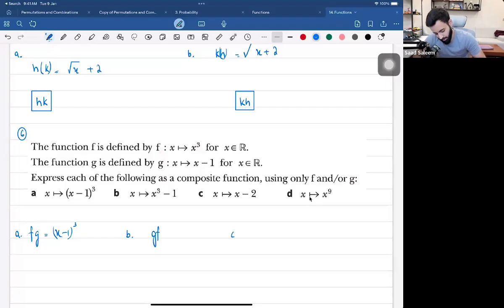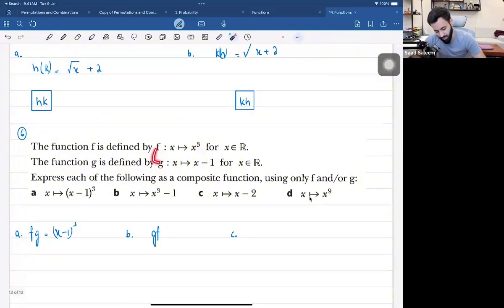Okay. Now part C. So we've exhausted the options of plugging in f and g and plugging in g and f. That means now we have to be a bit creative. So we have x minus 2. So what should I do? Well, with a bit of trial and error, you will realize that this is basically g of g. Why? If you replace x with x minus 1 and then you have minus 1 again, you get x minus 2.